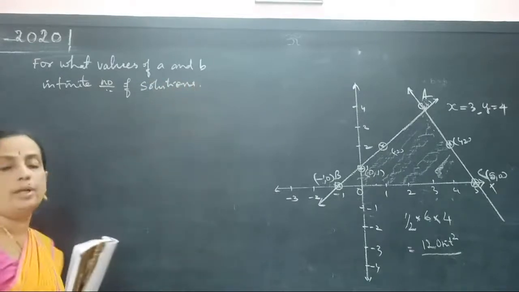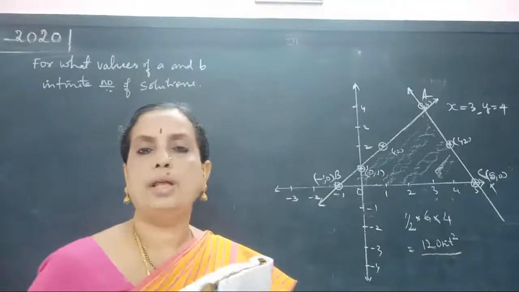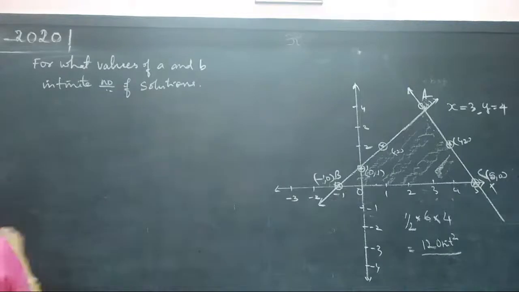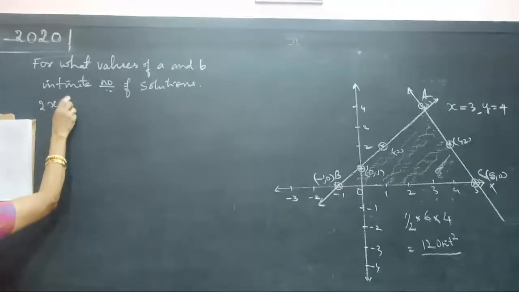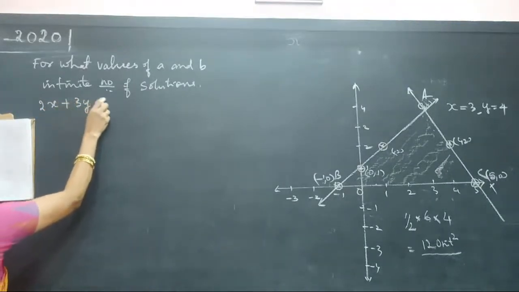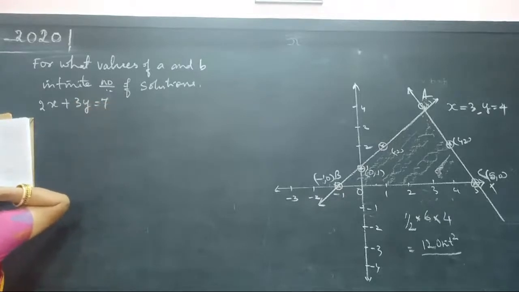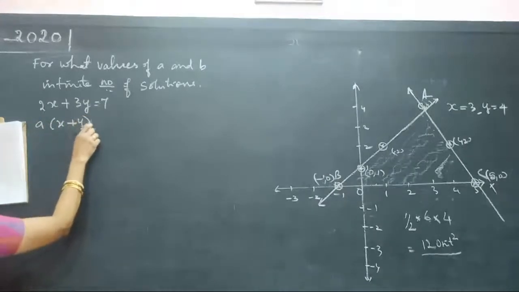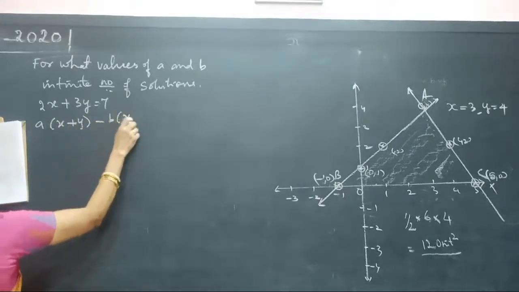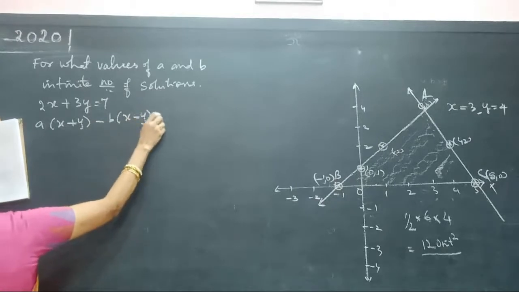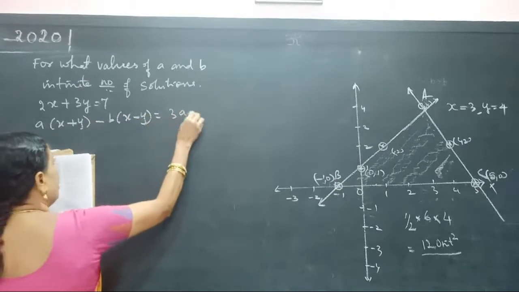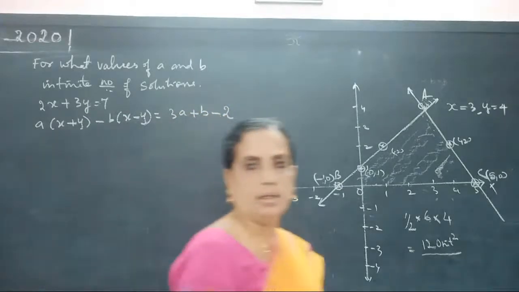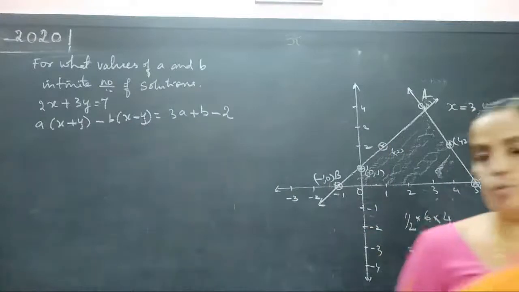A1 by A2 equals B1 by B2 equals C1 by C2. Take the equation 2x plus 3y equals 7. Second equation: a into (x plus y) minus b into (x minus y) equals 3a plus b minus 2. Something special in this. That is the reason I selected this question.